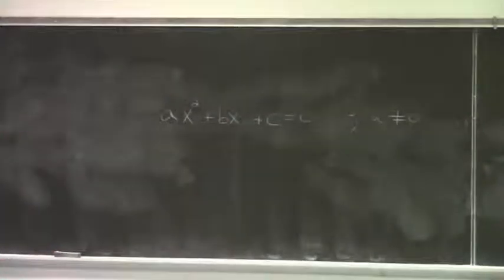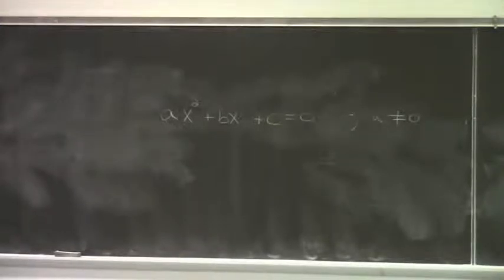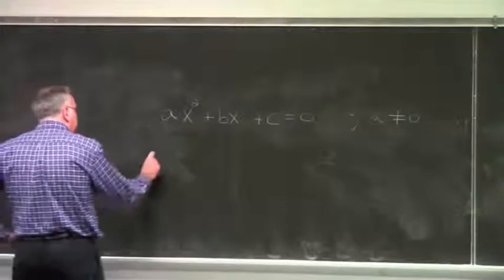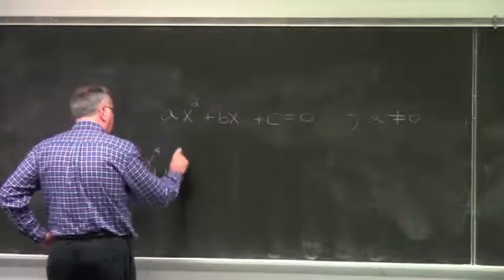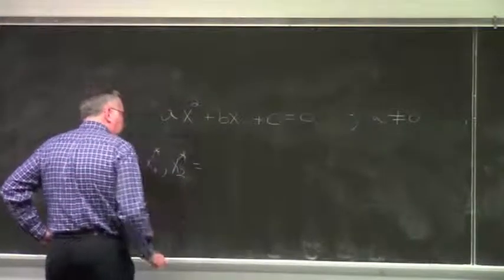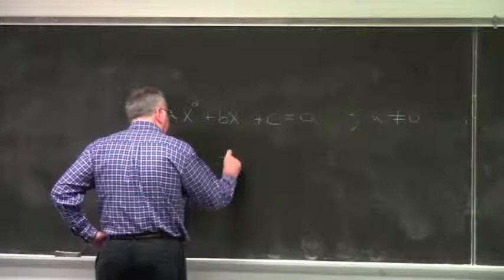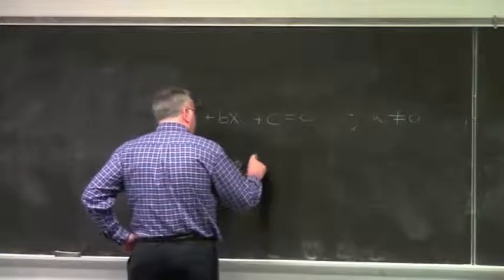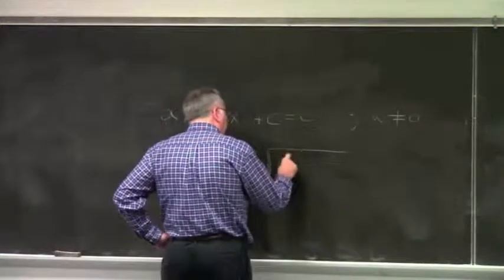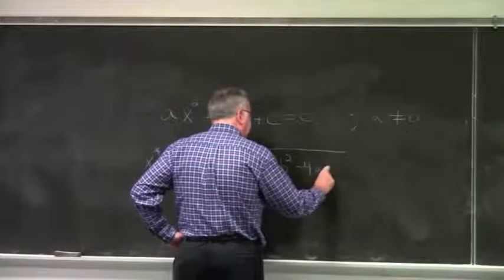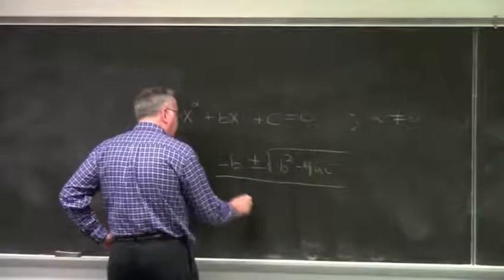Whenever you have an equation of this form, you can work it out algebraically, and the derivation is given in the book. There are two roots, two solution values for x. They are x1 star, comma, x2 star, equals minus b plus or minus the square root of b squared minus 4ac, all over 2a.